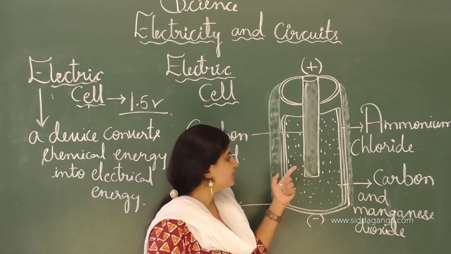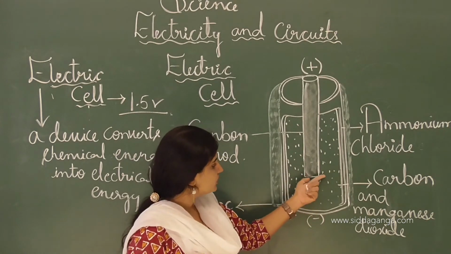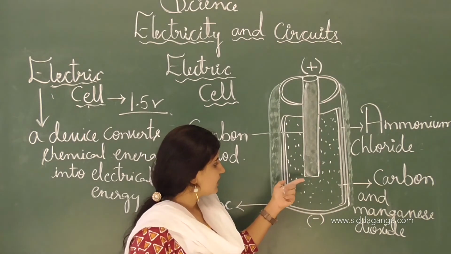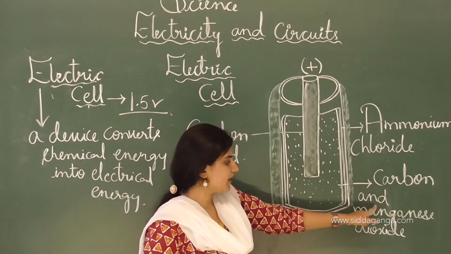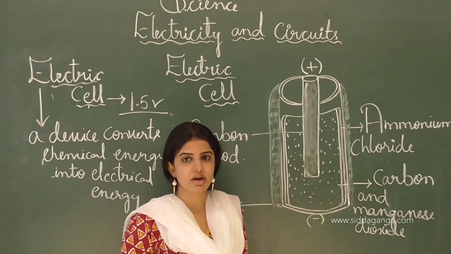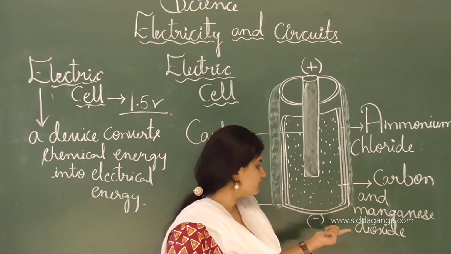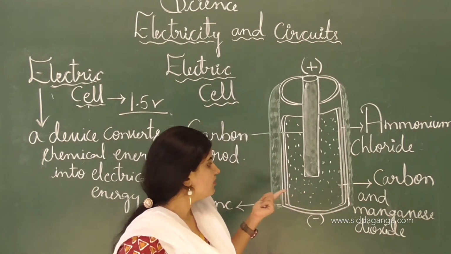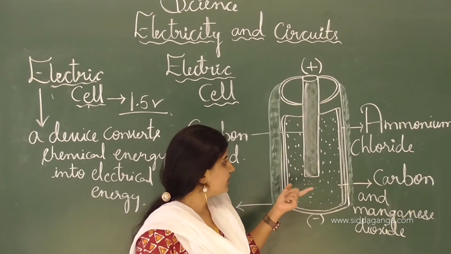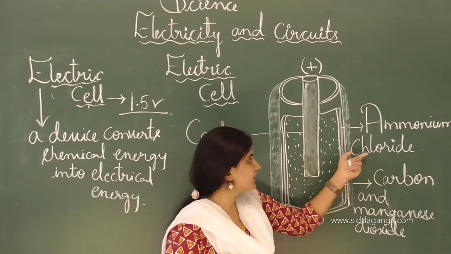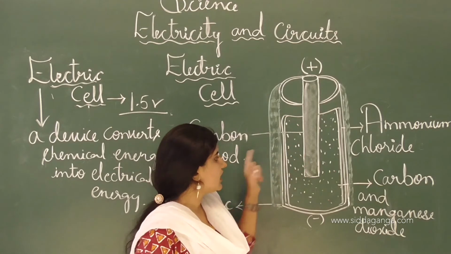And see, the carbon rod is situated at the center of the dry cell, and outside the carbon rod there is carbon and manganese dioxide. And see, this mixture, that is carbon as well as manganese dioxide, is present outside the carbon rod, and thereby ammonium chloride is present outside this carbon and manganese dioxide mixture and also the carbon rod.